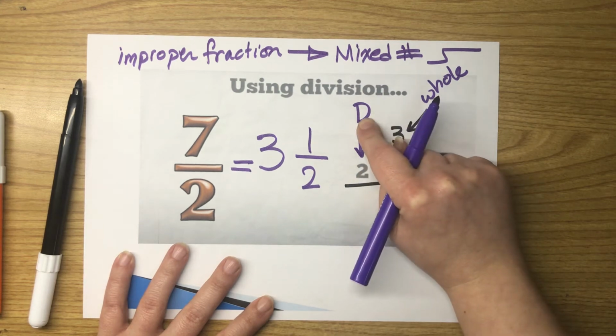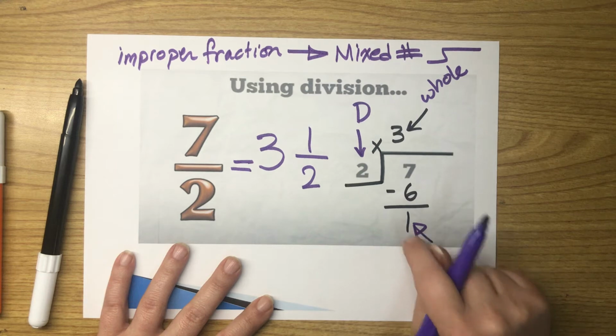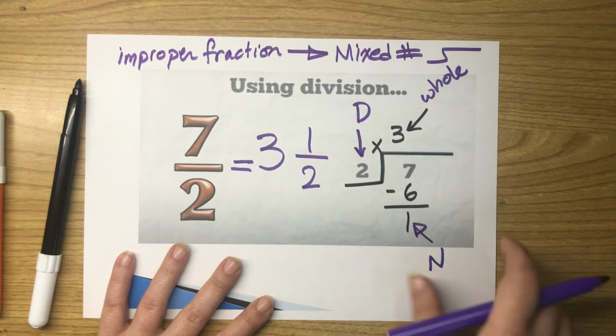Divisor, denominator, so D down, always down. And the remainder is going to be the numerator. Let's take another example.